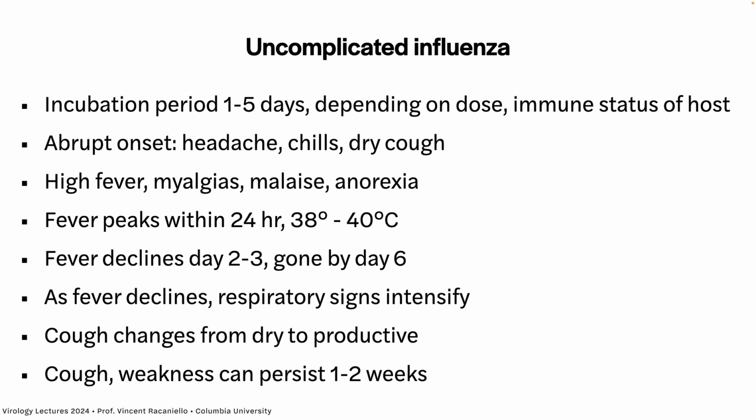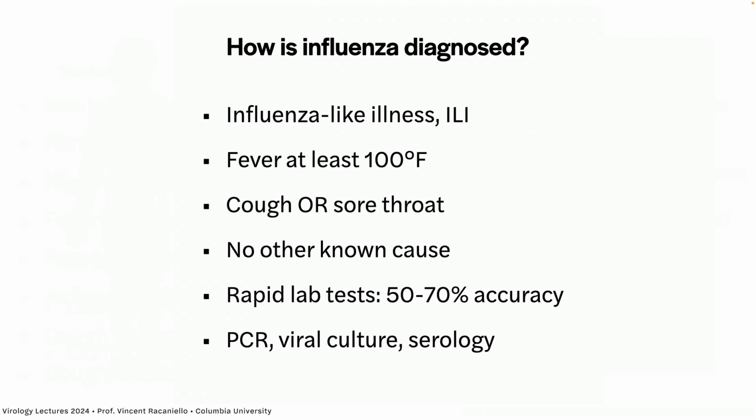So that's uncomplicated influenza. We diagnose it in a couple of ways. Influenza-like illness: fever of 100 degrees, cough or sore throat. That's it. If you go to student health and you have a fever of 100, cough or sore throat, they'll say you have flu. Sometimes they will test you. There are rapid lab tests, but they're not so accurate. They may just give you antivirals right away or tell you to suck it up and take some over-the-counter stuff to make you feel better.